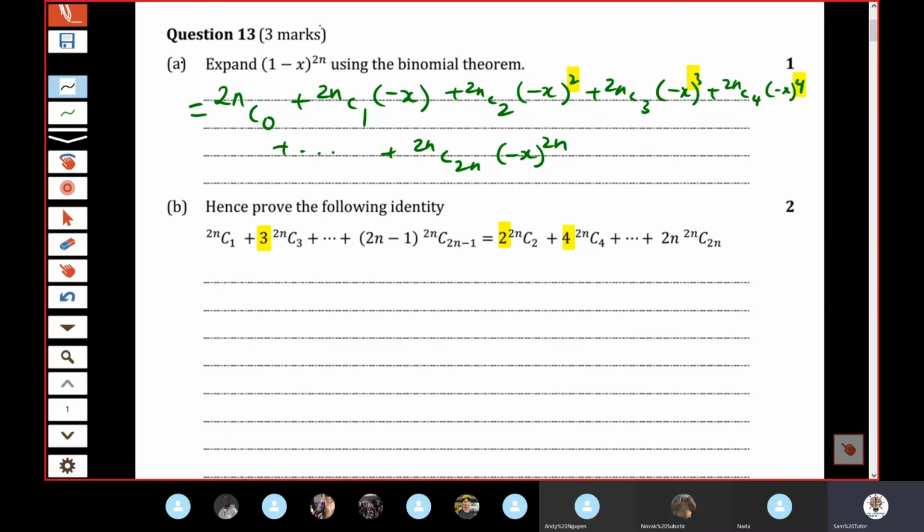Differentiate the left-hand side. Here we go: 2n, then (1 minus x) to the power of 2n minus 1, times the derivative of 1 minus x, which is negative 1.